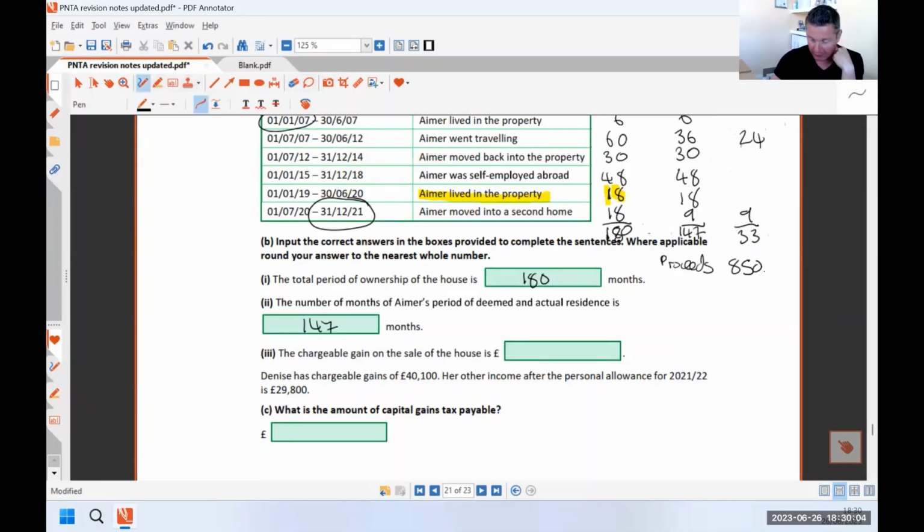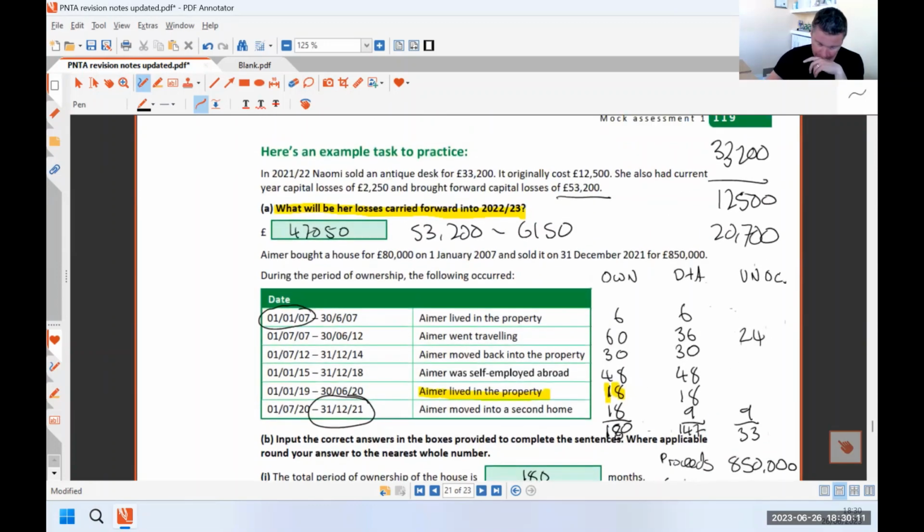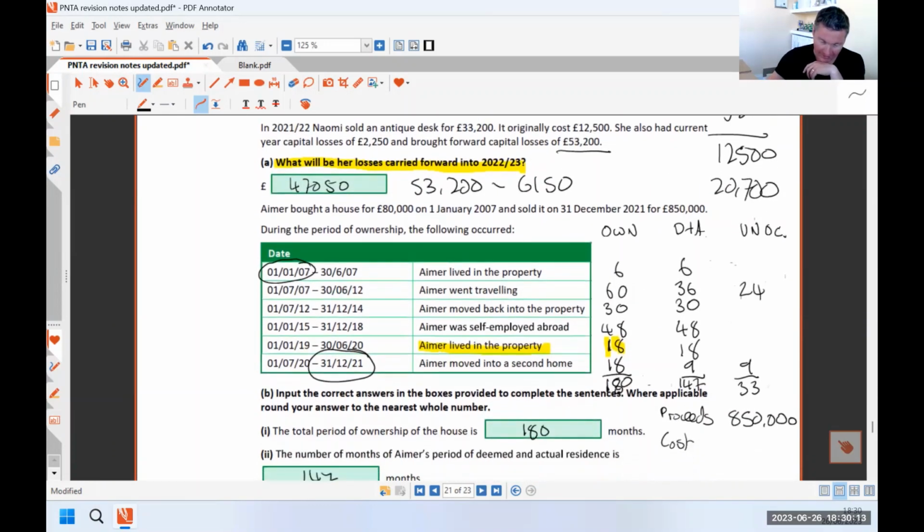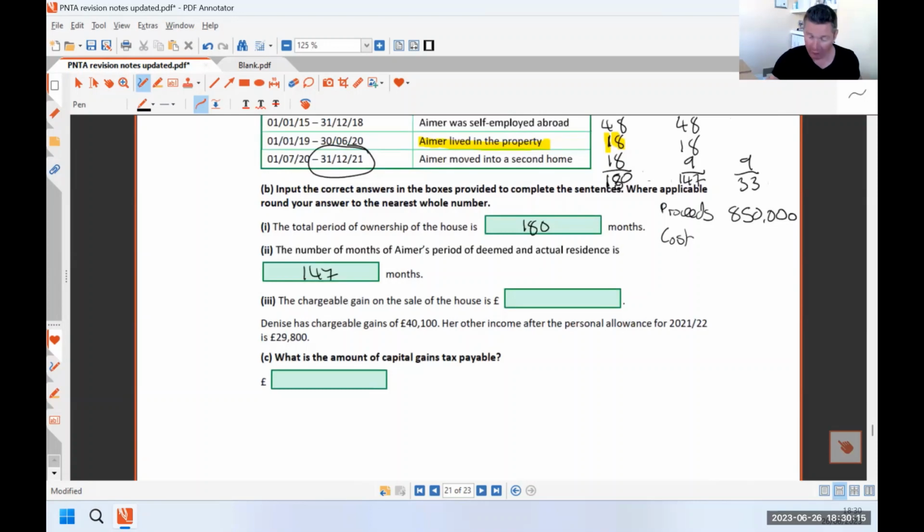So in a PPR calculation, the first thing we do is calculate the gain as normal. We then take off the cost, which was £80,000. My word, they've made a bit of a profit on that, haven't they?